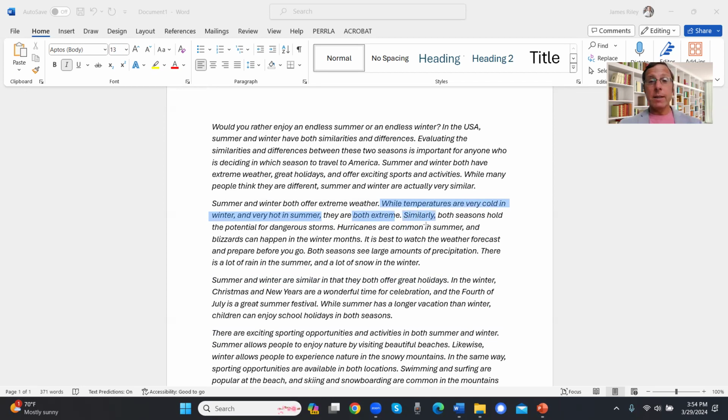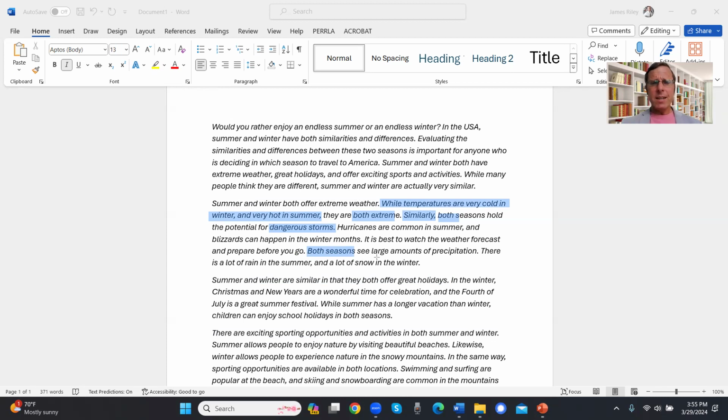"Similarly," so again, language for comparison, "both seasons hold the potential for dangerous storms. Hurricanes are common in the summer, and blizzards can happen in the winter months. It is best to watch the weather forecast and prepare before you go. Both seasons see large amounts of precipitation. There's a lot of rain in the summer and a lot of snow in the winter." So the author did mention differences here, but he really focuses on how these things are similar.